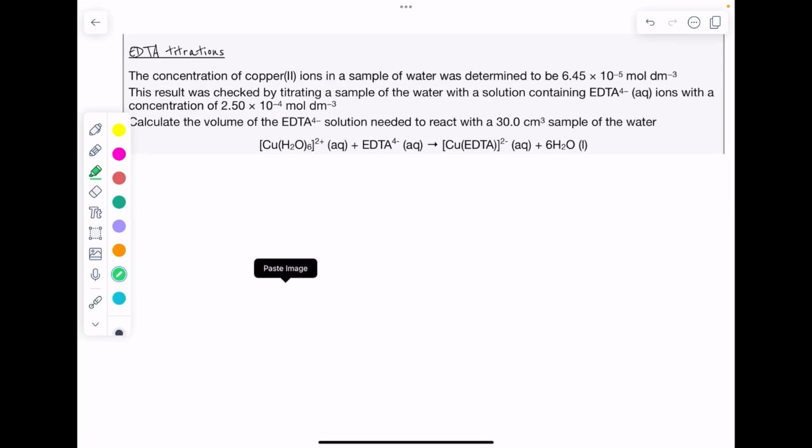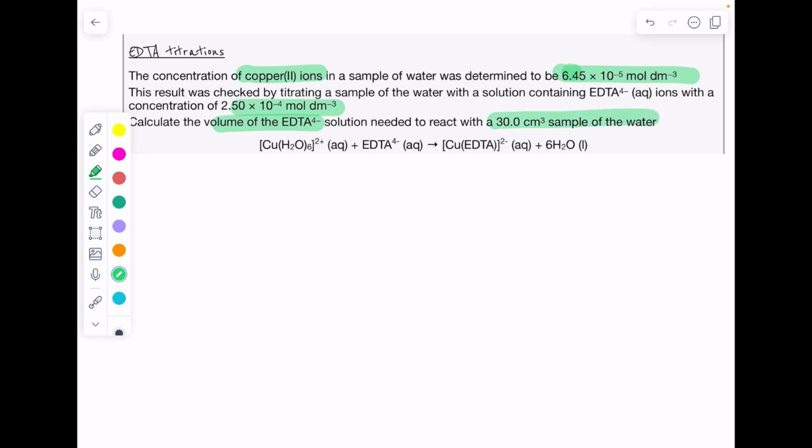The concentration of copper 2 ions in a sample of water was determined to be this. This result was checked by titrating a sample of the water with a solution containing EDTA4- ions with a concentration of this. Calculate the volume of EDTA4- solution needed to react with 30 centimeters cubed sample of the water.